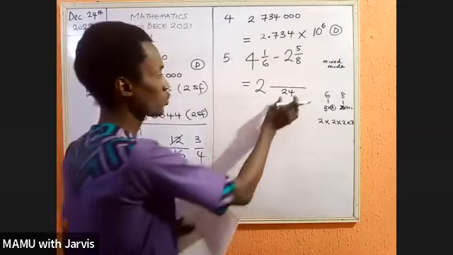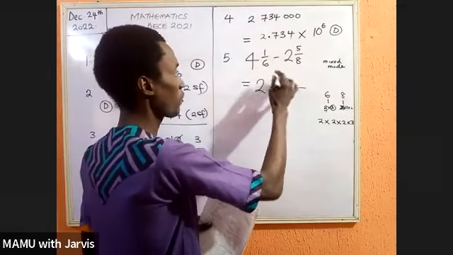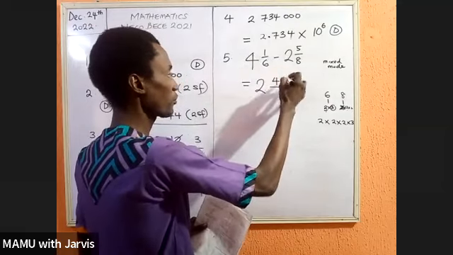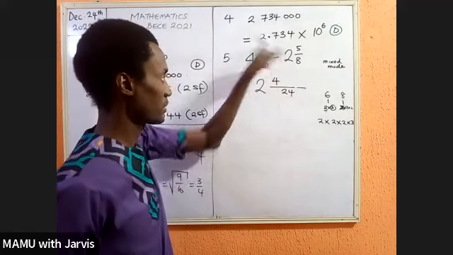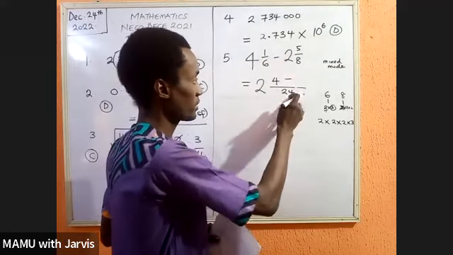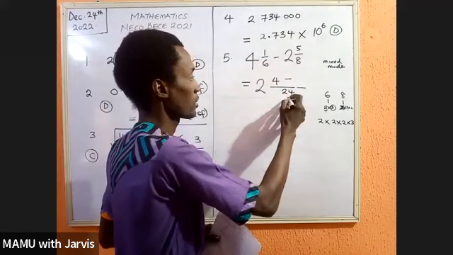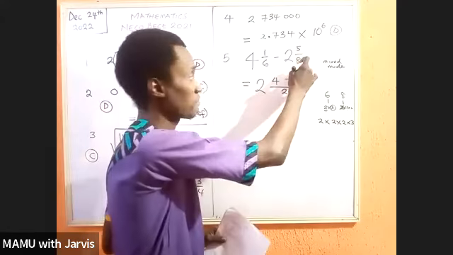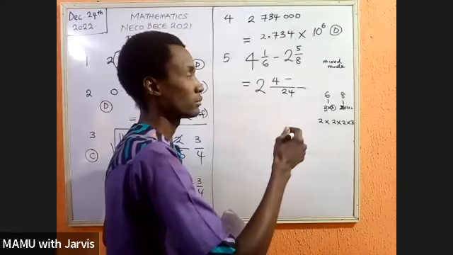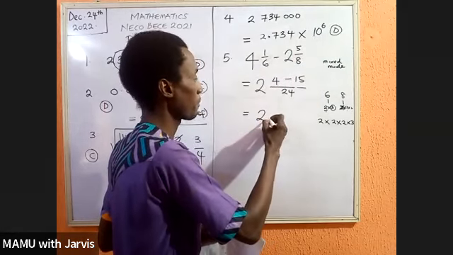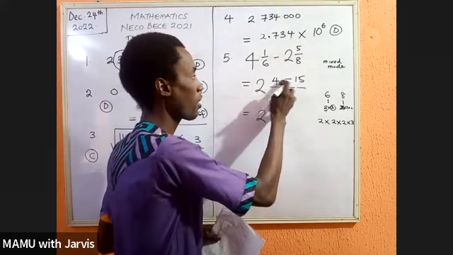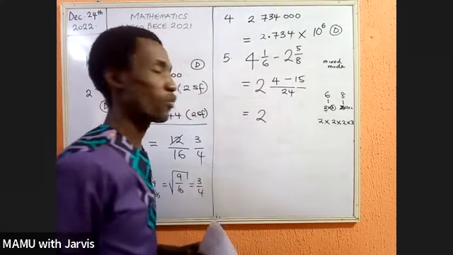All right, so 24 divided by 6 will give me 4. 4 times 1, that'll be 4. The method is this divided by this times this. This divided by this times this. So 24 divided by 8 will give me what? 3 times 5, that will give me what? 15. So I'm going to have 2 whole number, 4 minus 15 over 24.